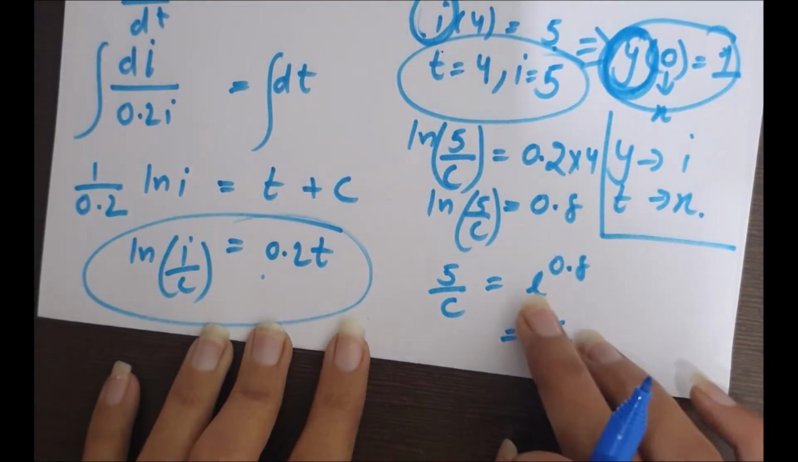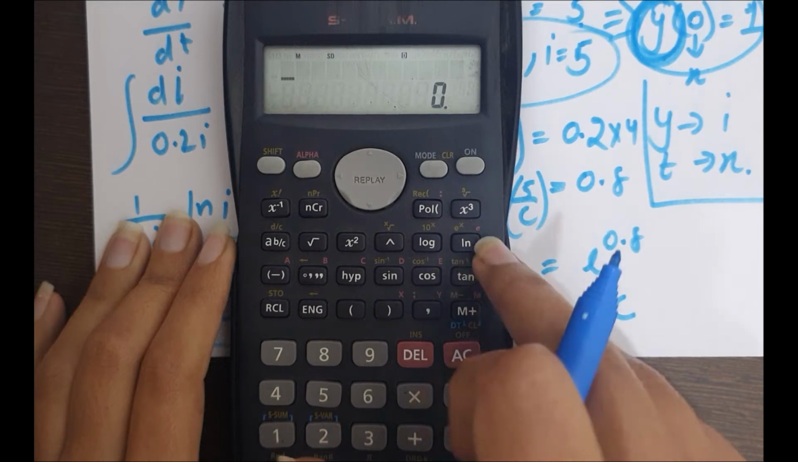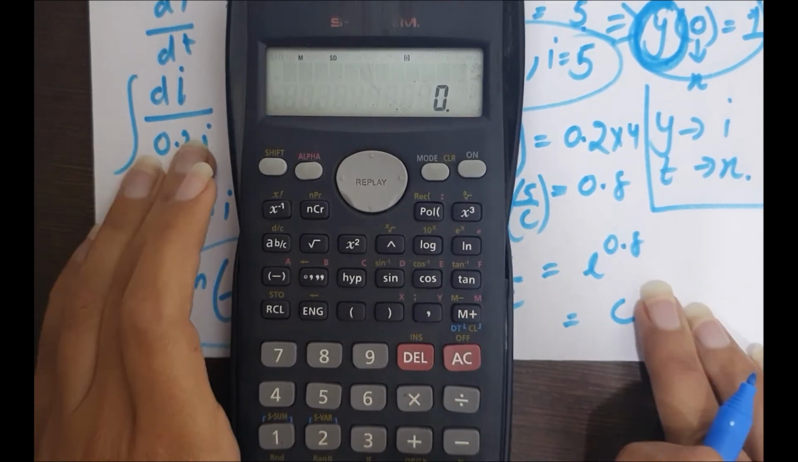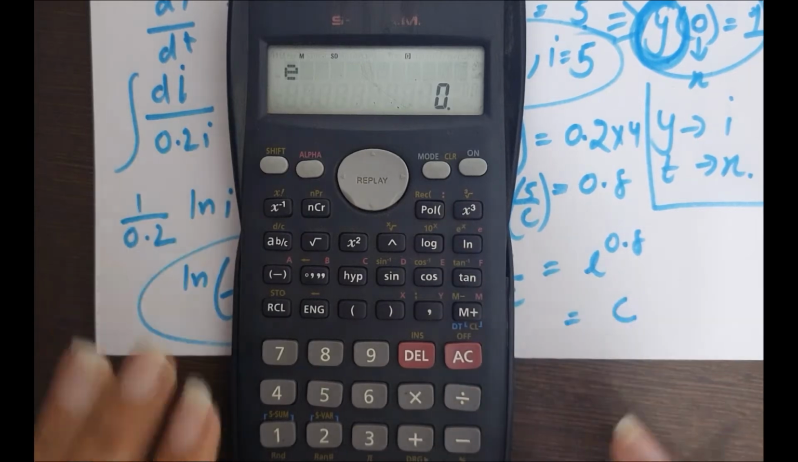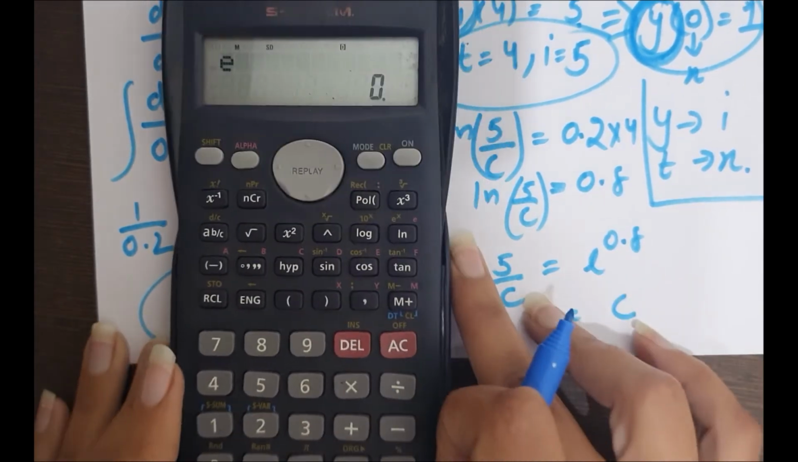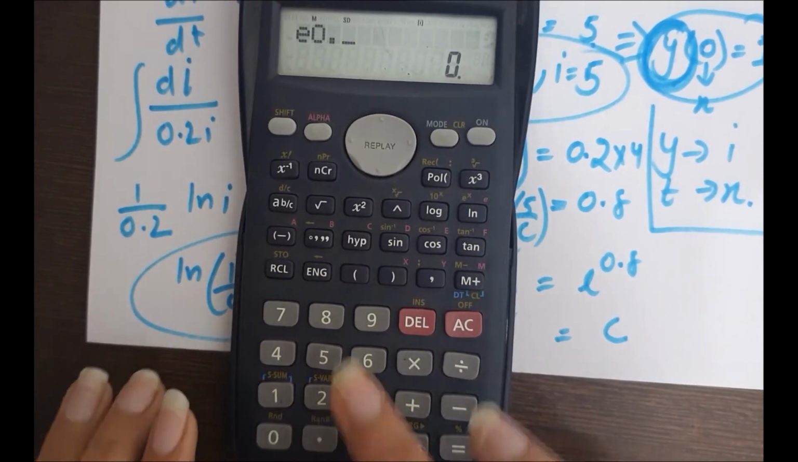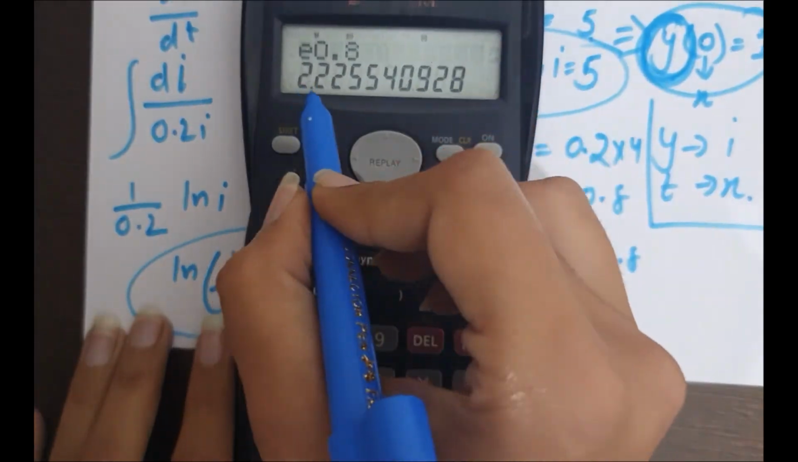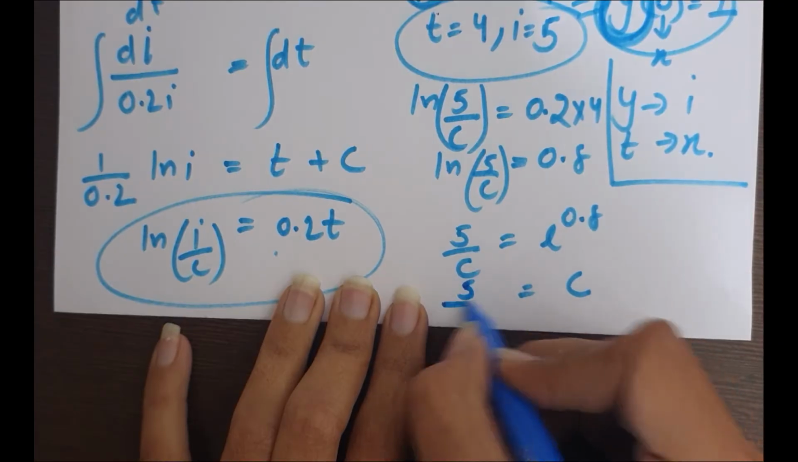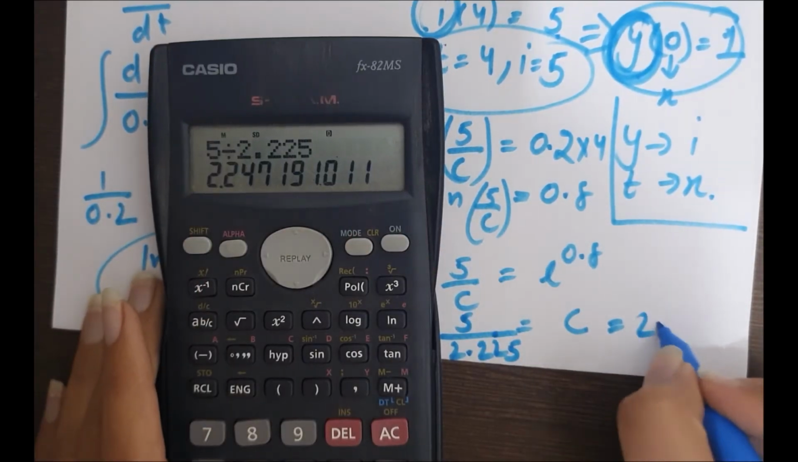To find value of exponential 0.8, use scientific calculator. This is ln. Above this is exponential. For using exponential, press shift and then press this exponential and put value of what you have to find, that is 0.8. And you will get your answer, that is 2.225. That is 5 divided by 2.225. Now C value comes out to be 2.24.